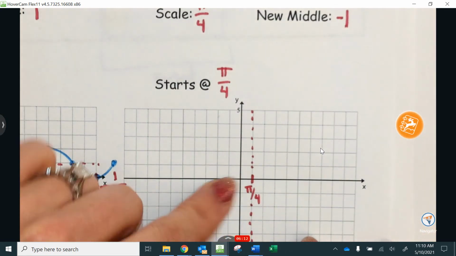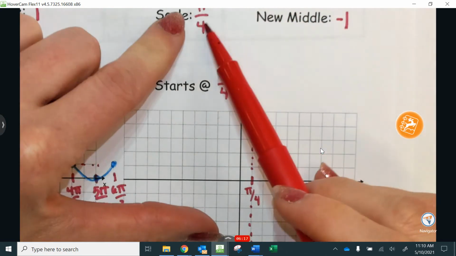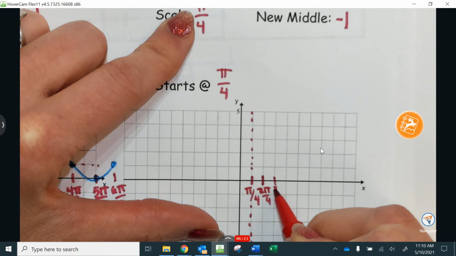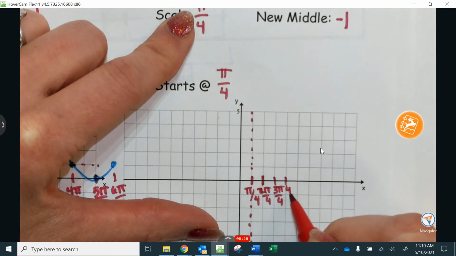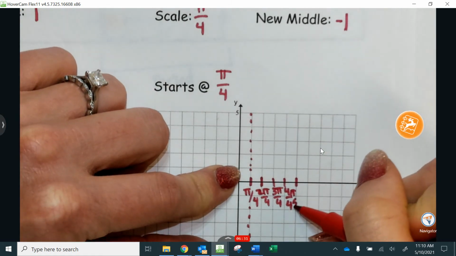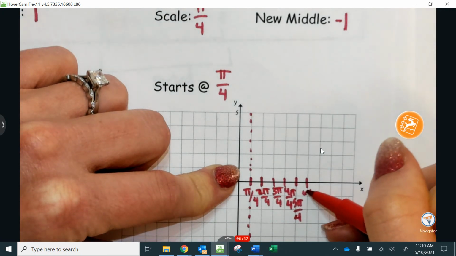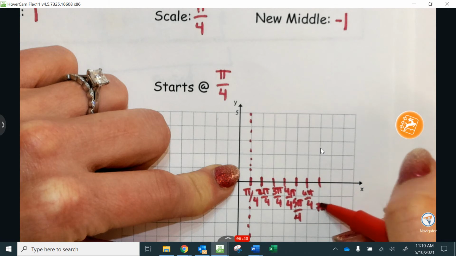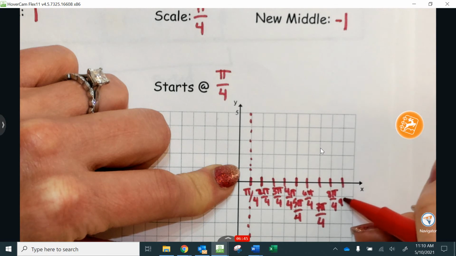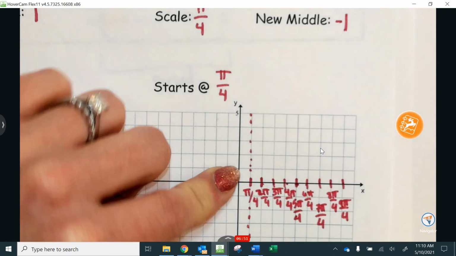my new starting point. I'm only going to graph 1 cycle because I don't think I have enough room for 2. My scale is pi over 4, so every 2 pi over 4, 3 pi over 4, 4 pi over 4, I think I do have enough spots. I'll just have to go really small here. 6 pi over 4, 7 pi over 4, 8 pi over 4, and 9 pi over 4. 1, 2, 3, 4, 5. 1, 2, 3, 4, 5.